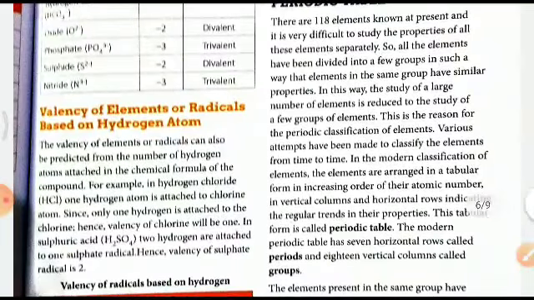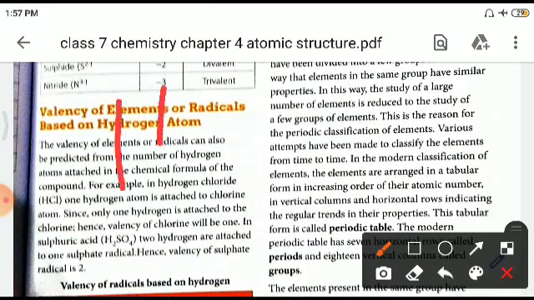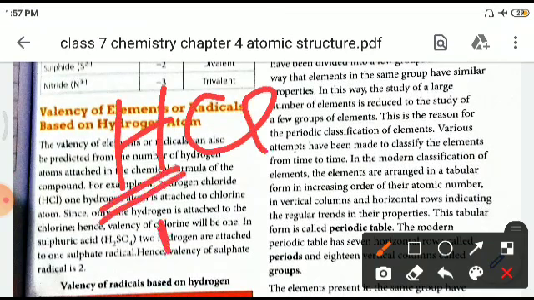Valencies of elements or radicals based on hydrogen atom. Sometimes the valency of a radical is determined on the basis of the number of hydrogen atoms attached to it. The valency of an element or radical can be predicted from the number of hydrogen atoms attached in the chemical formula of the compound. For example, if I write HCl, hydrochloric acid, how many H are there? Only one. So the valency of Cl will be 1 because one H is attached.